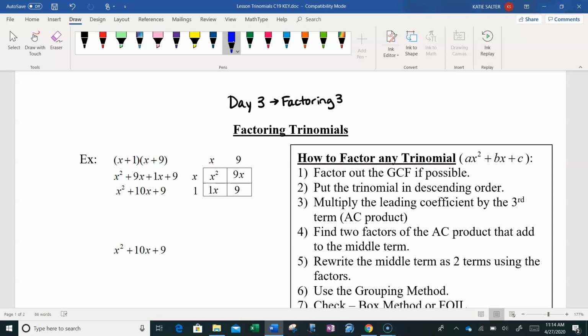If we had used the FOIL method, x times x would have given us x squared, first times first. For our O, our outsides, x times 9 would have given us 9x. For our I, our insides, 1 times x would have given us 1x. And then for our last, 1 times 9 would have given us 9. Or you may have done it with the box method and you still get 4 terms. Once we get our terms, we always check to see if we have any like terms, and in this case we do, so ultimately we end up with the trinomial.